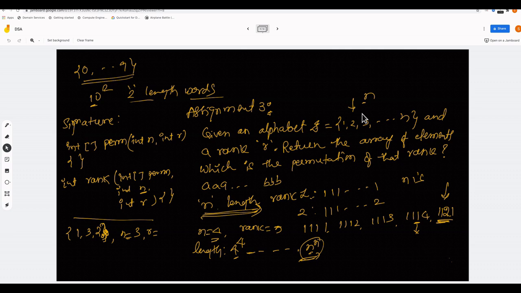Sorry, the r won't be given. I'm really sorry, I'm being stupid these days. So r won't be part of the signature. You need to find the rank of this, and that's what you need to return, the r value. I hope this is visible. If not, let me write it here.